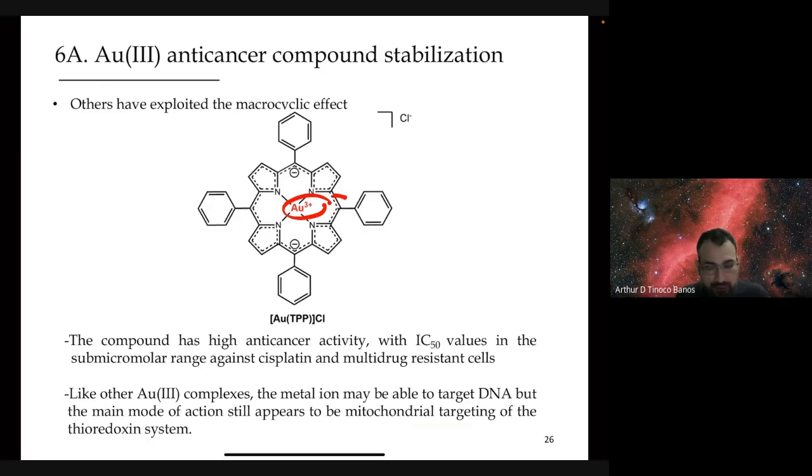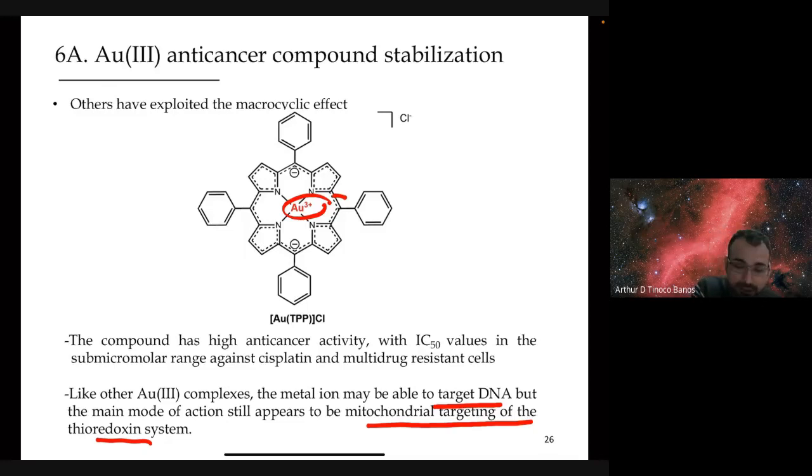So this particular compound, this gold TTP chloride compound, has high anti-cancer activity with IC50 values in the sub-micromolar range against cisplatin and multi-drug resistant cells. Like other gold 3 complexes, the metal ion may be able to target DNA, so it may be the case, but nonetheless, it's been observed that the main mode of action appears to be mitochondrial targeting of the thioredoxin system. And how is that is not entirely clear. Perhaps the gold center does get reduced to gold 1, and somehow then that can facilitate the interaction of the gold with the thioredoxin system. Why?